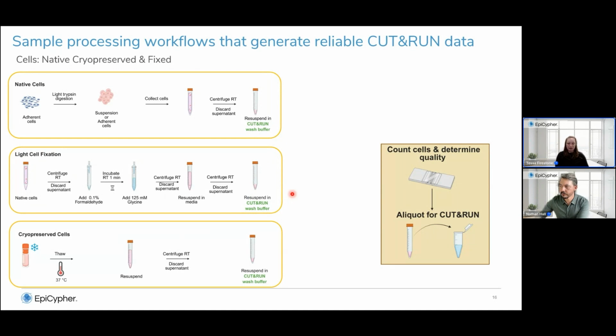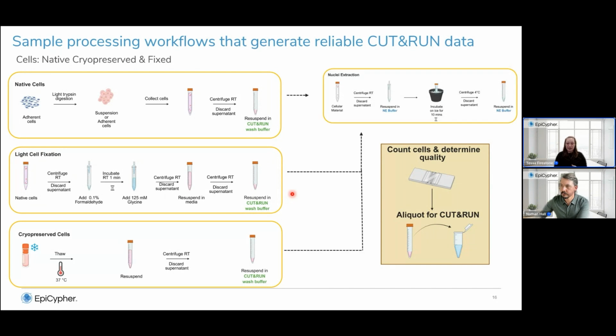However, all of these cellular materials are also applicable for the nuclei extraction workflow, where the harvested material is resuspended in nuclei extraction buffer instead of CUT&RUN wash buffer. Once the cells are resuspended in nuclei extraction buffer, they go through a short incubation, 10 minutes on ice, and afterwards the cells are centrifuged and resuspended in fresh nuclei extraction buffer. These sample processing workflows give you the flexibility to process a variety of sample types. Whichever processing methodology fits your experiment needs, we recommend processing an additional 25 to 50% excess. This is to account for loss during washes, centrifugation, and nuclei extraction.